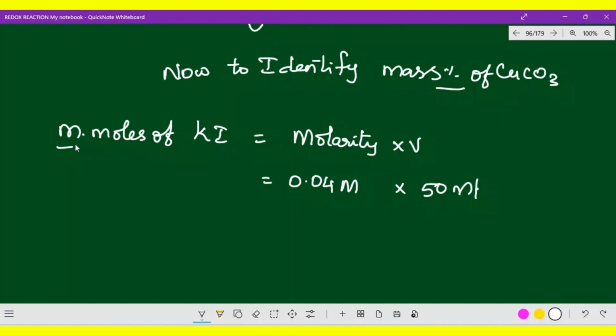So in this question, everything is basically based on millimoles. So what is the answer you will be getting? You will be getting 2 millimole, right? You got 2 millimole of potassium iodide. One point we got.